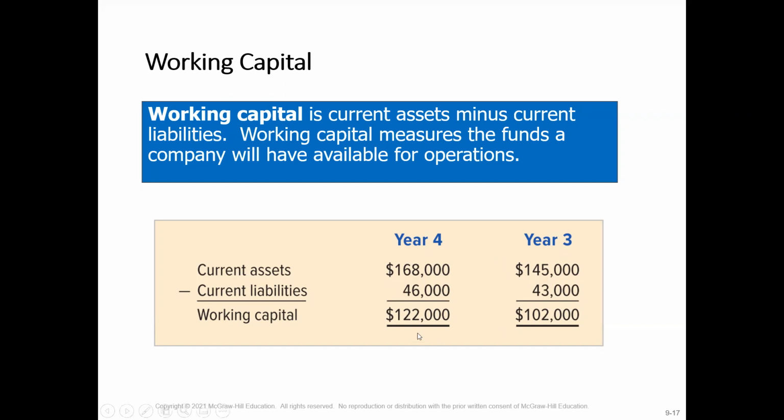So this company in 2 years, if you look at the working capital, it has improved its working capital by $20,000, about 20% from the year before. So we've got a favorable trend that is happening if it keeps up. So working capital, just current assets minus current liabilities.